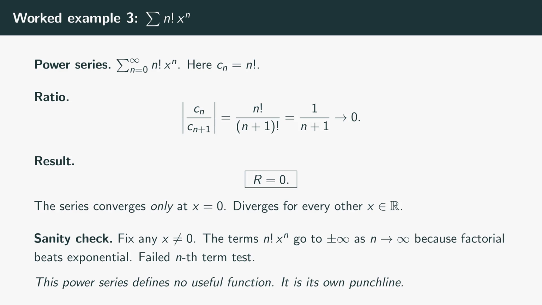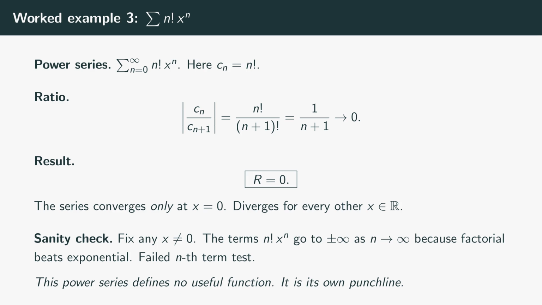Third example, the strange one. The series, the sum of n factorial times x to the n, with coefficients c sub n equals n factorial. Ratio, n factorial divided by the quantity n plus 1 factorial, which is 1 over n plus 1, which tends to 0. So r equals 0. That is bad news. R equals 0 means the series converges only at the single point x equals 0. For literally any other value of x, the series diverges.